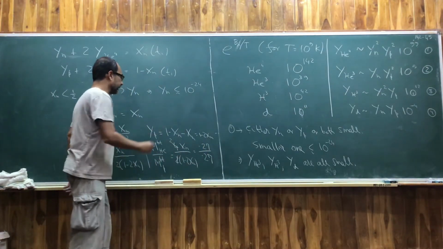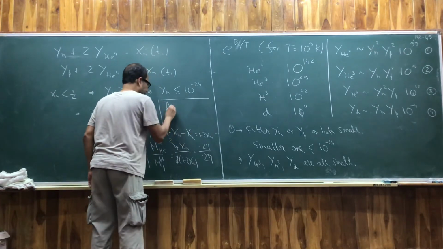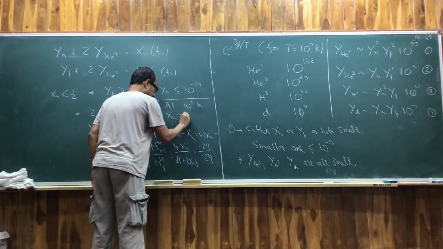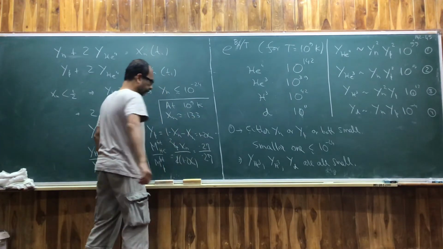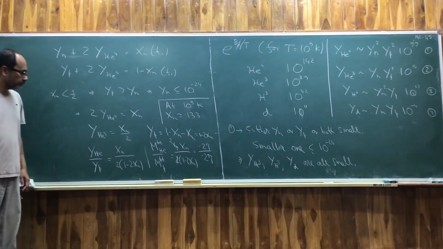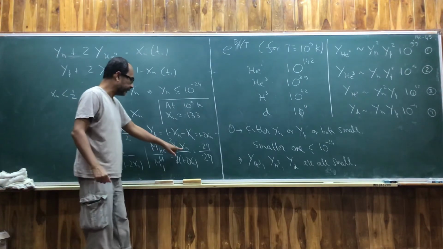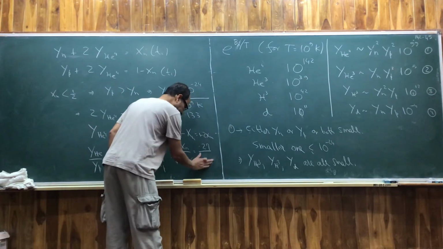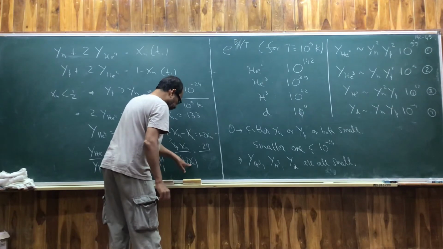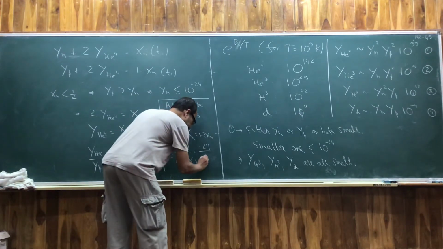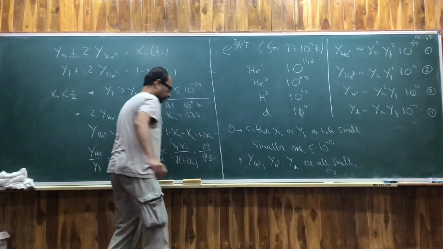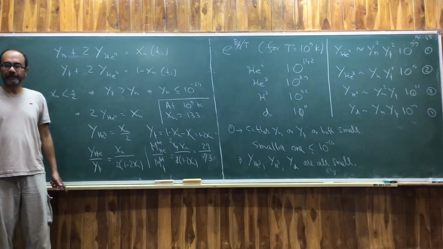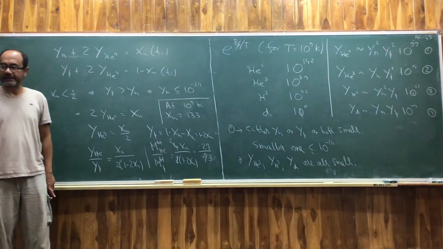So this is basically 0.27 over 0.73. Right? Because Xn at 10 to the 9 K is 0.133. Two times Xn, sorry, 0.27, and 1 minus 2Xn is 0.73. So 27% of helium, 73% of hydrogen. Right? That's what this is saying.